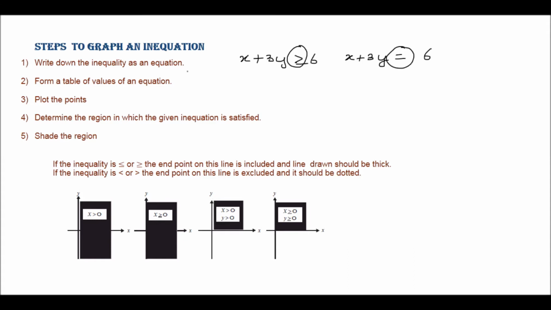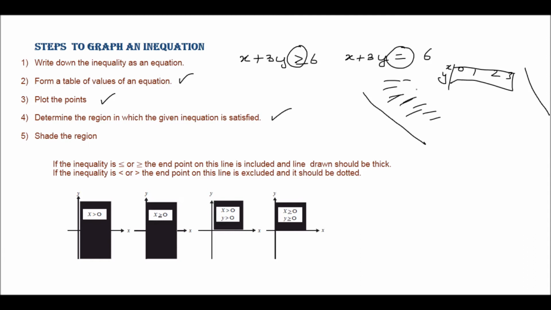Then you are going to form the table of values of the equation. In earlier classes we learned how to plot points in a graph, taking x and y values like 0, 1, 2, 3, plotting the points and graphing the equation. The next step is to plot the points and join the line, and determine the region in which the given inequation is satisfied. Then shade that region.